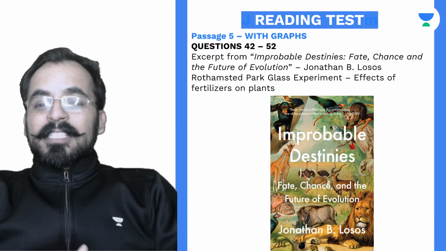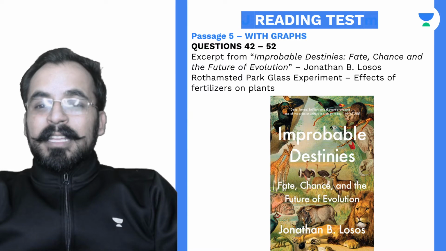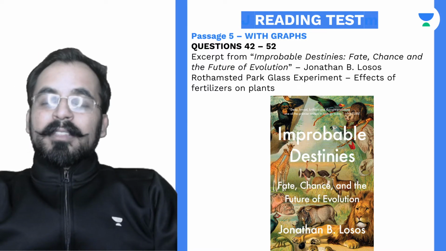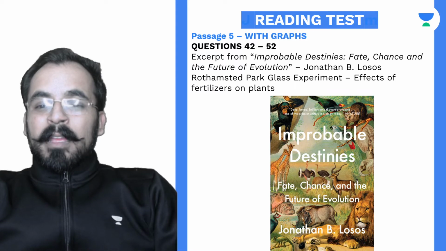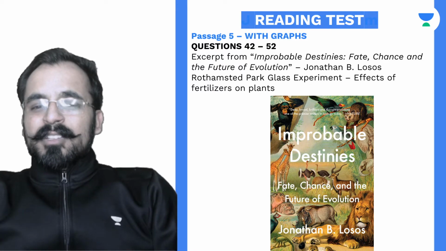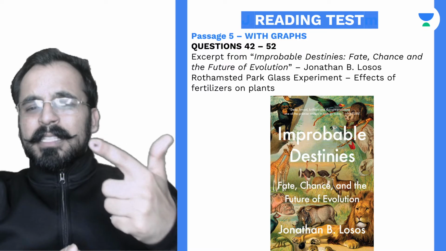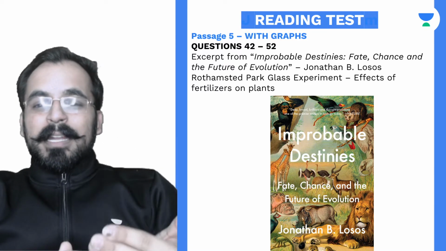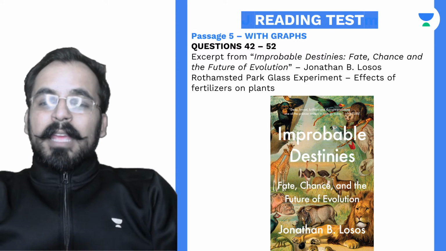It was an excerpt from Improbable Destinies: Fate, Chance and the Future of Evolution by Jonathan B. Losos. And what did this passage discuss exactly? It was somewhat about the Rothamsted Park Grass experiment. The experiment was aimed at analyzing the effects of fertilizers on plants.